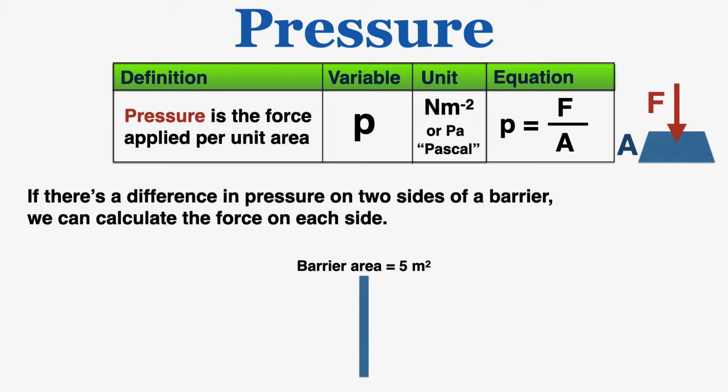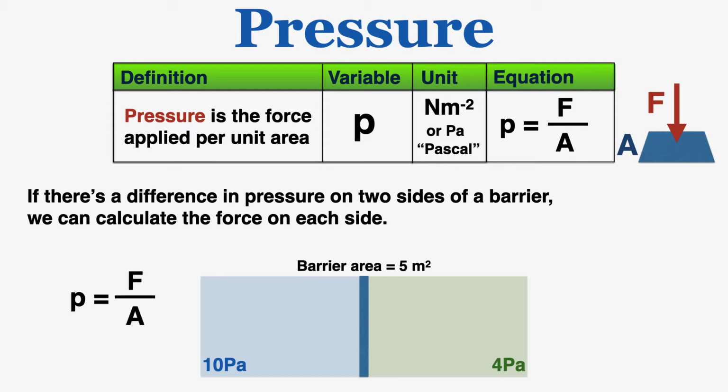I can pretend that we're looking at this barrier from the side, and altogether its surface area is 5 meters squared. So the pressure on one side I'm going to say is 10 pascals, and on the other side there's a pressure of 4 pascals. Again, using pressure equals force over area, and rearranging to find force, if I multiply the pressure by the area, I'll get the force applied.